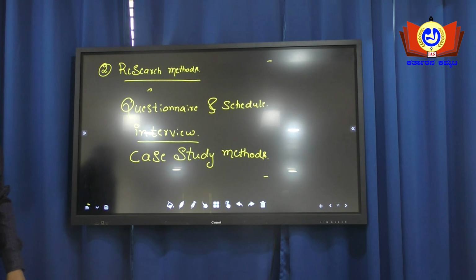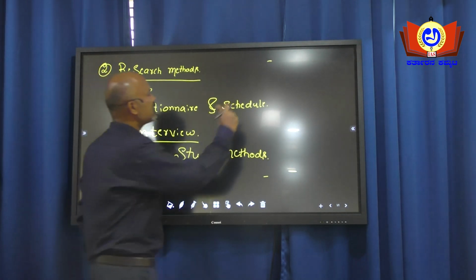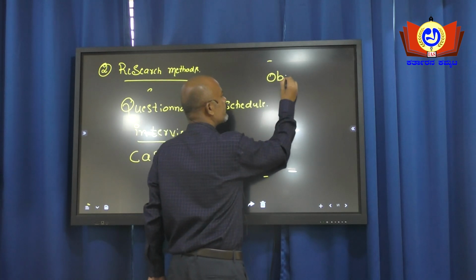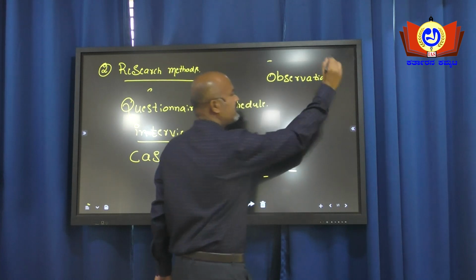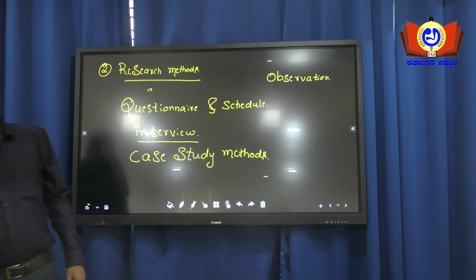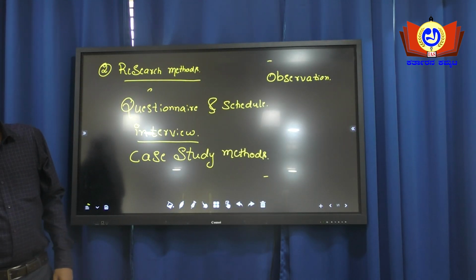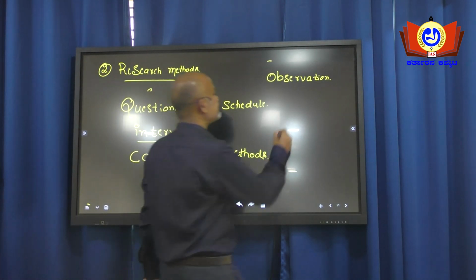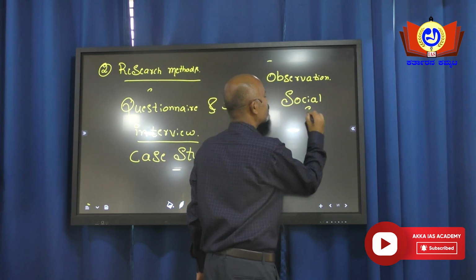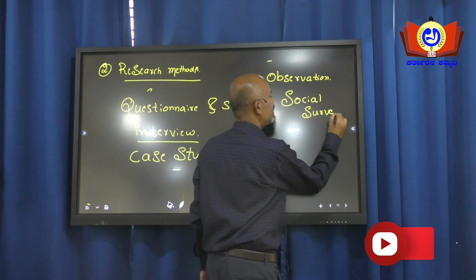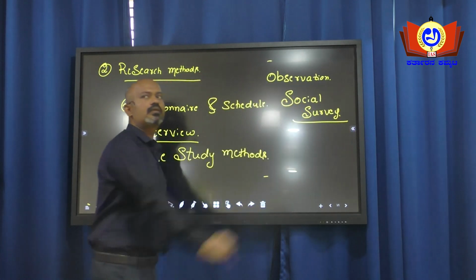The next is observation. Already you know now what is observation, no need to go into detail. Observation is one technique which we will study in the class. The next is social survey. No need to tell much, but in class we will go into detail.